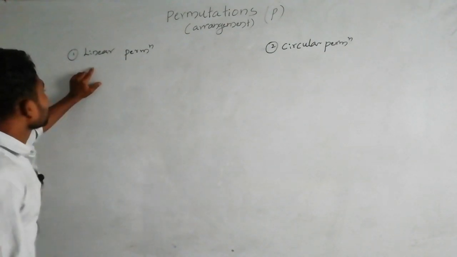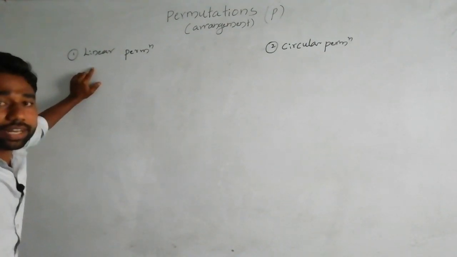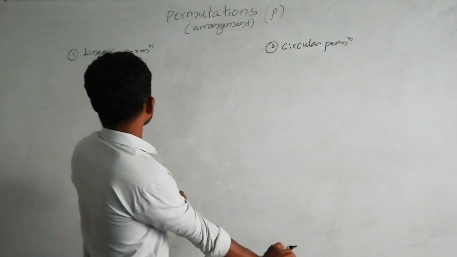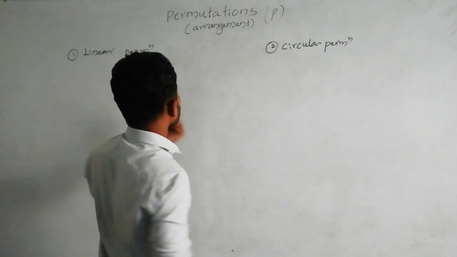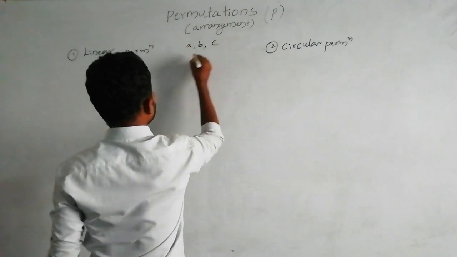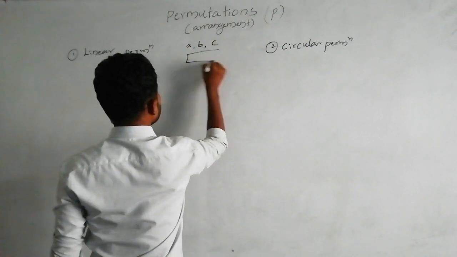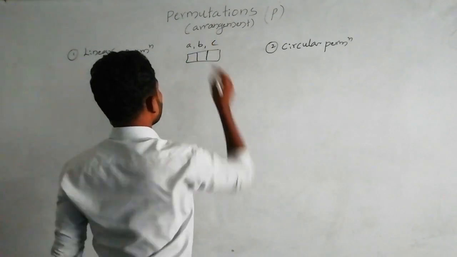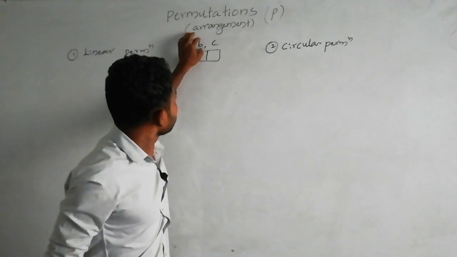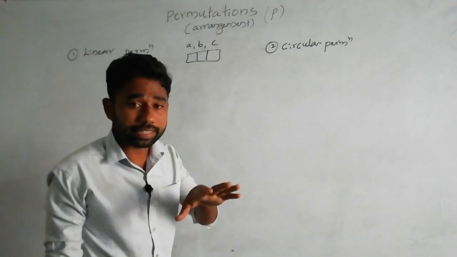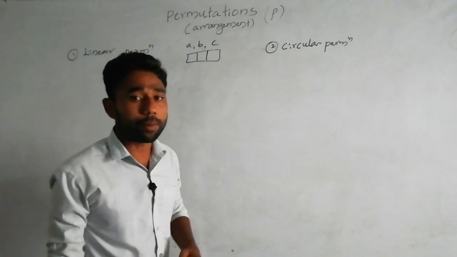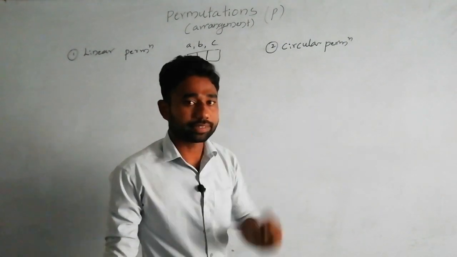Okay, so let's take one example. Taking one example, I will explain what linear permutation and circular permutation are. I am taking three letters A, B, C. These three letters I want to arrange in three places. How many places? Three places.